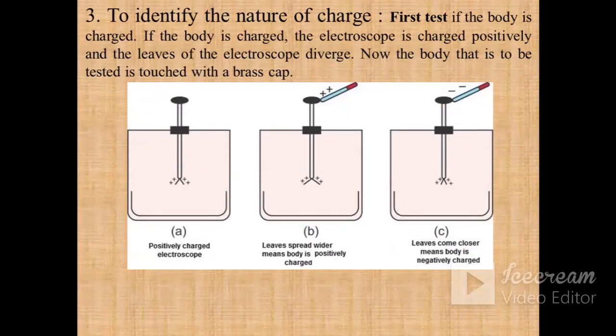To identify the nature of the charge, first test if the body is charged. If the body is charged, that you can easily test, you will bring that body near to that electroscope. If the leaves are going to diverge, that means the body is charged. Now the electroscope is charged positively. So what we are going to do, we are going to charge the electroscope positively, and the leaves of the electroscope diverge. Like this, leaves are going to diverge.